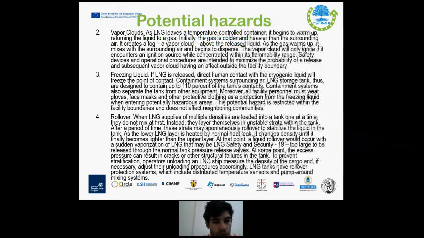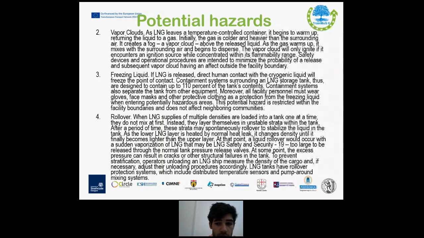Moving on to the vapor cloud hazards. As LNG leaves a temperature-controlled container, it begins to warm up, returning the liquid to a gas. Initially, the gas is colder and heavier than the surrounding air. It creates a fog, a vapor cloud, as might be said, above the released liquid. As the gas warms up, it mixes with the surrounding air and begins to disperse.